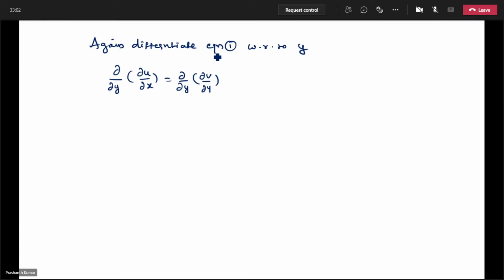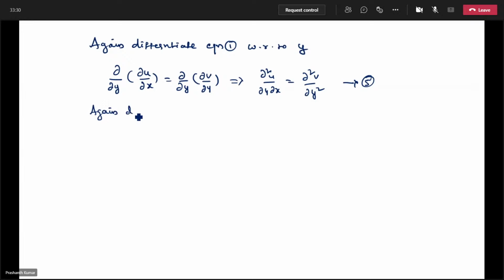So we are differentiating this equation 1 with respect to y, dou by dou y, both sides. This implies we are getting dou square u by dou y dou x is equal to dou square v by dou y square. Yes, correct. This is equation 5.